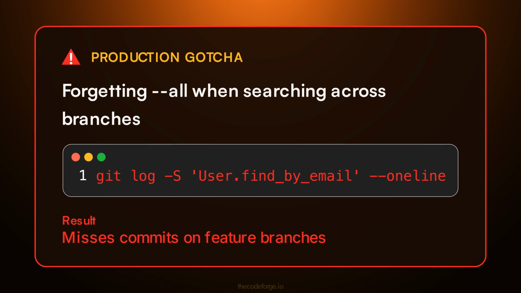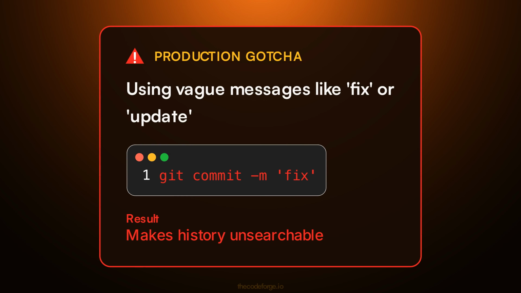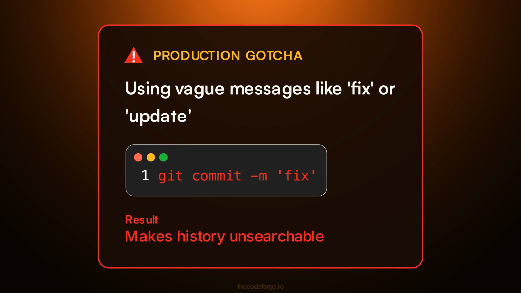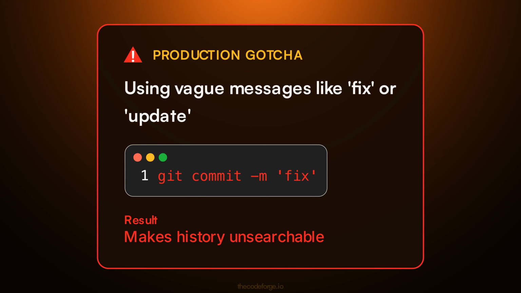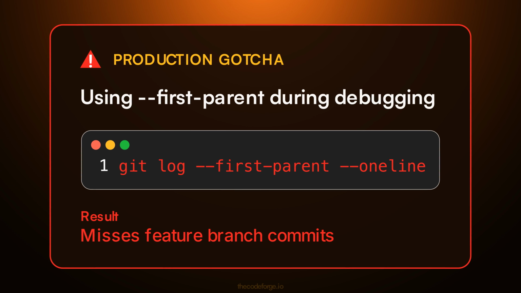Without all, Git log only searches the current branch. If the commit you need is on a feature branch, you'll miss it. Always add all when doing a full search. Vague commit messages make it impossible to search by grep. Always write descriptive messages, ideally following conventional commits format like fix: correct payment validation. First parent is great for seeing the big picture, but it hides all commits from merged feature branches. Use it for deploy logs, not for finding where a bug was introduced.